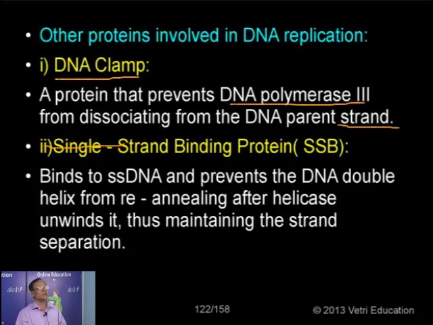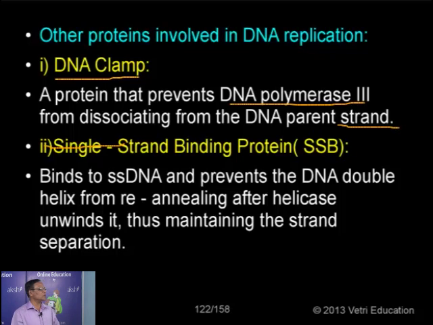If it is not associated with the DNA template strand, there is no replication, no polymerization of the DNA strand. For polymerization to take place, this enzyme should be bound with the template strand of DNA, and that is clamped, or bound, by the protein called DNA clamp. That is why it's called DNA clamp protein. It binds the DNA polymerase to the template strand for proceeding with replication. That is the role of DNA clamp.